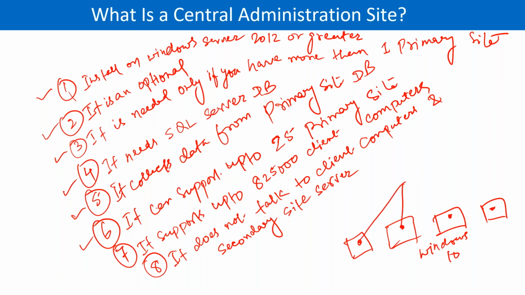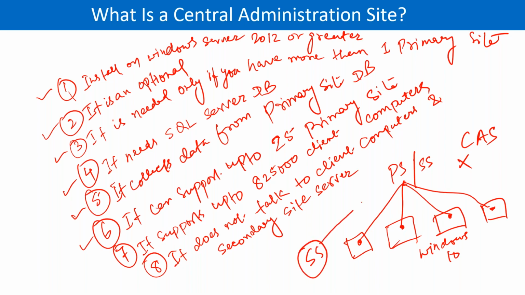The client will always talk to the primary or secondary. It will not talk to the central administration site. Plus, the secondary site will always be talking to the primary site. It will not talk to the central administration site. The CAS will never talk to clients or secondary sites, guys. Understood? Any question?